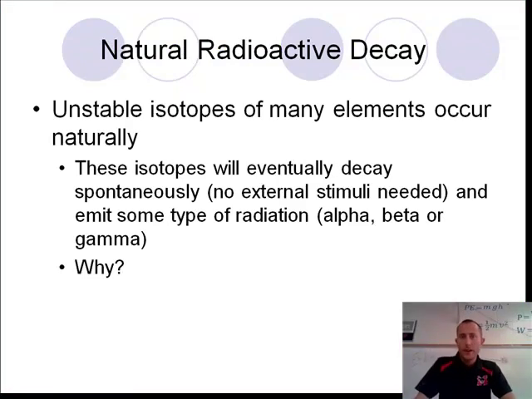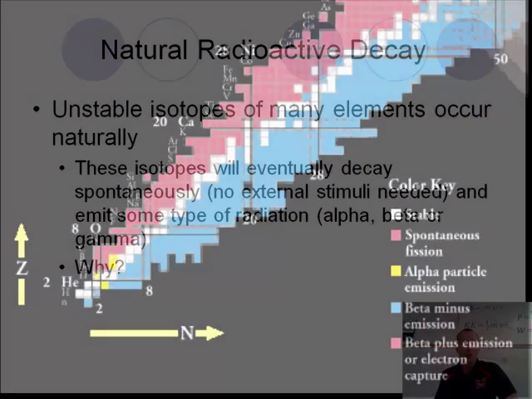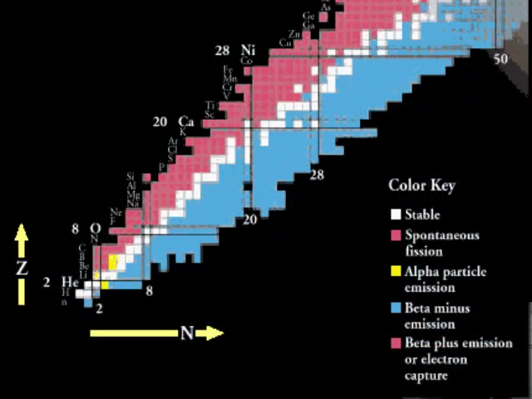Now in nature, what we found is that there are many unstable isotopes of elements. And remember, an isotope is an atom of an element that has the same number of protons but a different number of neutrons. And so the chemical properties are similar, but the physical properties are different. And in some isotopes of some elements, we find that this process of radioactive decay occurs. And the process of radioactive decay is when the nucleus changes. And when it changes, it emits some type of radiation.